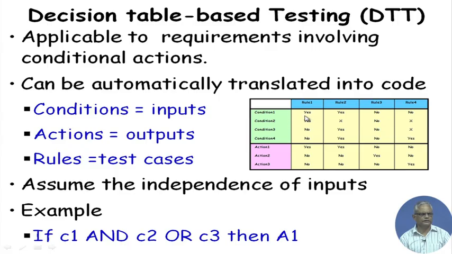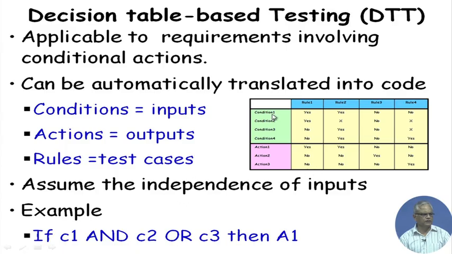And then if a specific condition holds, we have some actions that take place. This we call a rule. We have to consider all possible conditions and their combinations of values, and then identify what action should take place. There can be more than one action taking place, and each of these columns we call a rule.